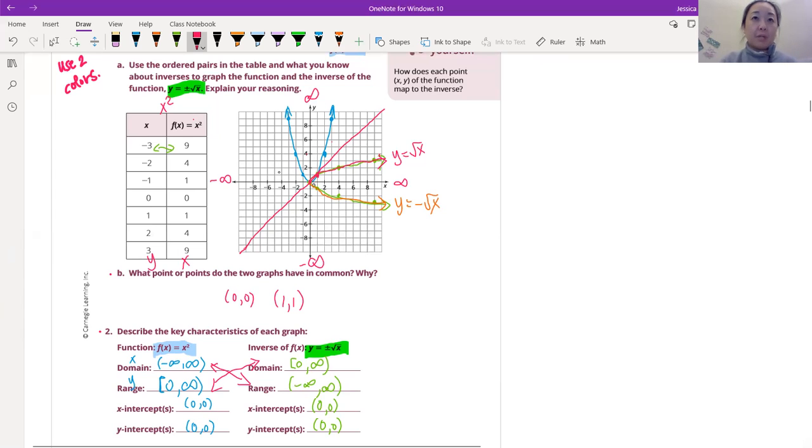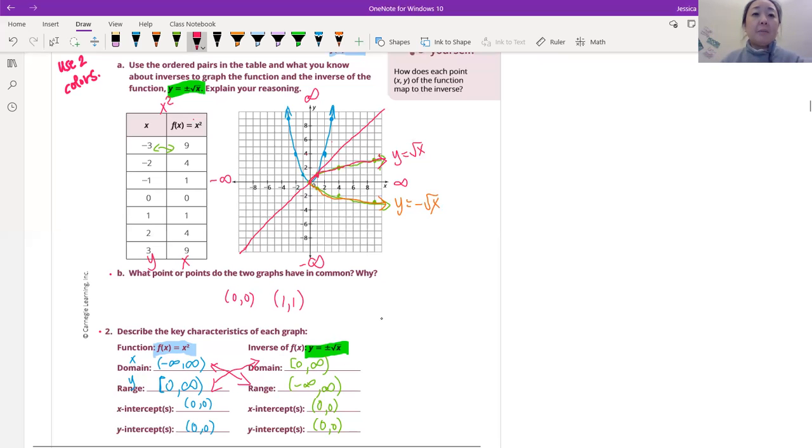We notice that the x and y intercepts are both, again, at 0, because that's where they both intersect the x and y axis. And people notice that the domain and the range are exactly the same, but flipped, which makes sense, because what did we do with the x and y when we graphed it? We flipped them. So the domain of the regular function is the range of the inverse of the function. That's why we put these arrows together. And the domain of the inverse is the range of the original function.